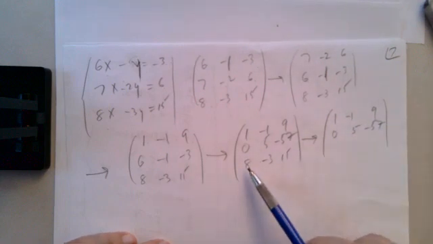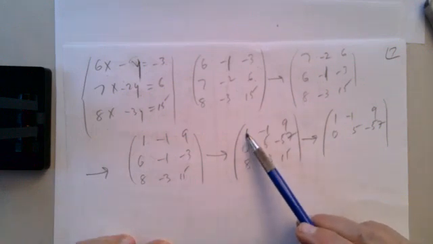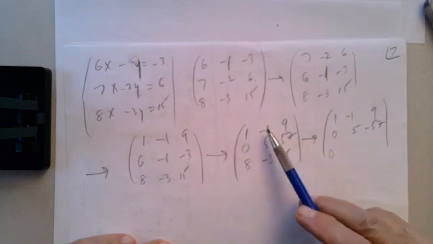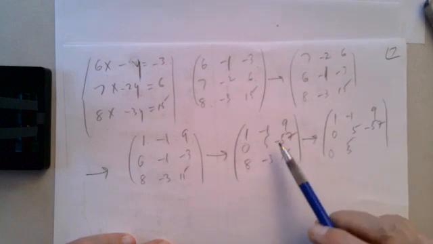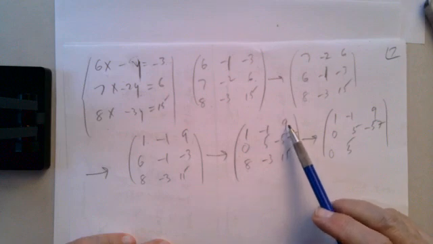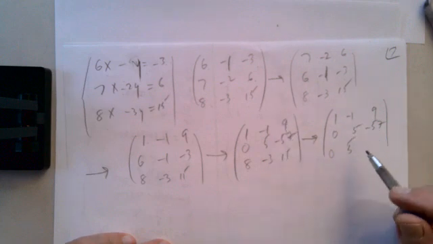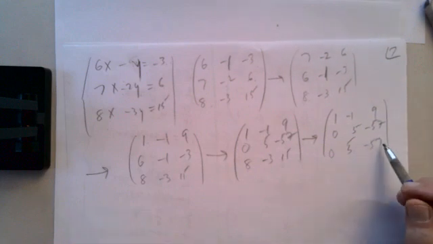And then I want to get a 0 here. So I multiply the first row by minus 8 and add. Minus 8 plus 8 is 0. Minus 8 times minus 1 is 8. 8 minus 3 is 5. Minus 8 times 9 is minus 72. Minus 72 plus 15 is minus 57.